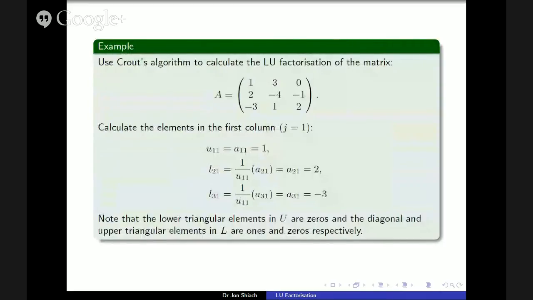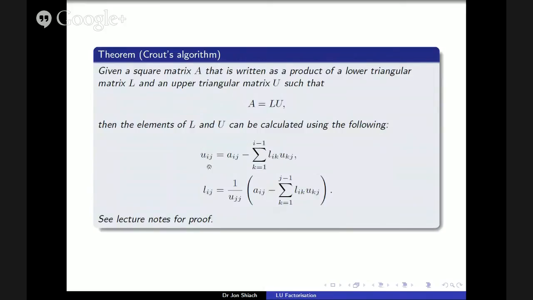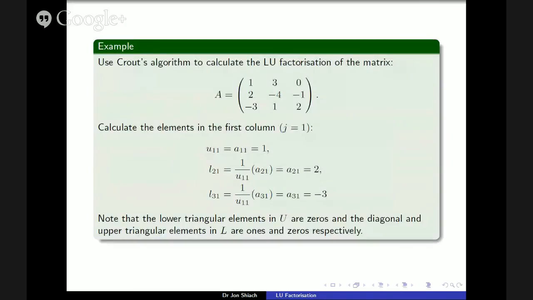Okay, first column. So you take a column at a time. When j equals 1, because j is the column number, u11, so u_ij, where i is 1 and j is 1, is a_ij, so a11, and this summation goes from 1 to i minus 1. But i is 1, so that summation just disappears. So U11 is simply A11. By the way, the top row of your U matrix is always the top row of the A matrix. It makes it easier.